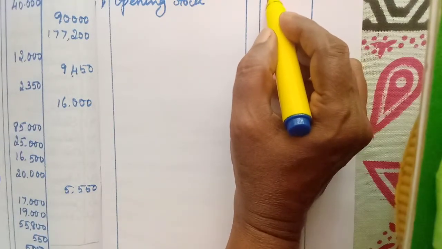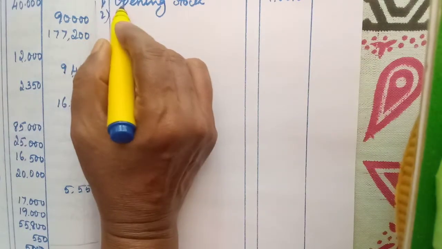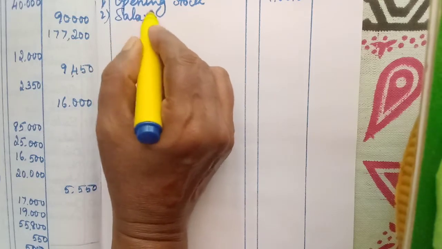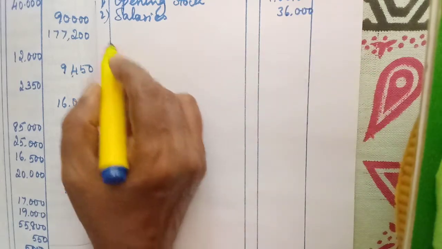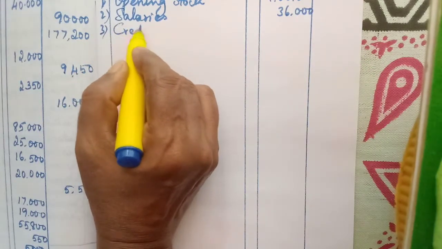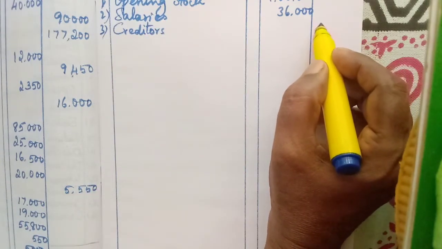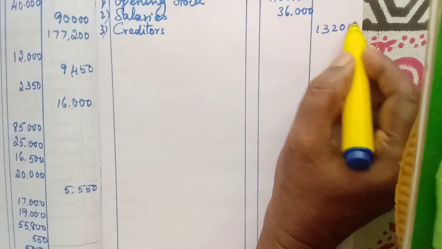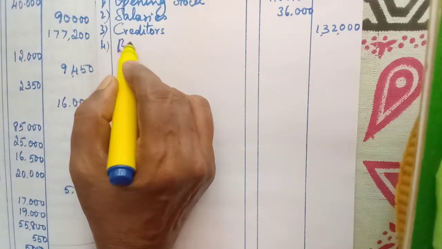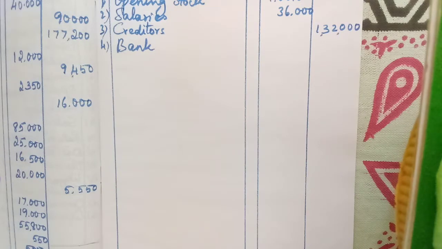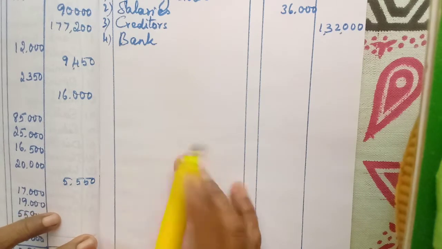Number 1, opening stock. ₹1 lakh. Opening stock asset only, isn't it? Then salaries. Salaries 36,000, debit only, expense. Creditors. Creditors, liability. So credit side, 1,32,000. Then bank, 35,000.